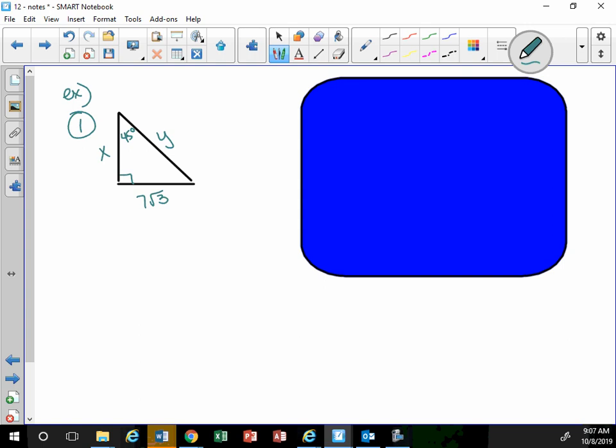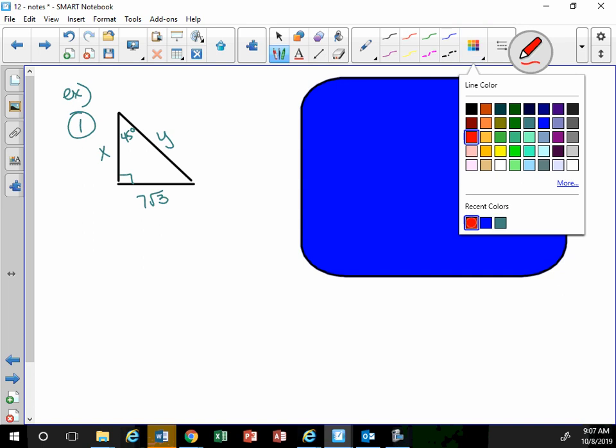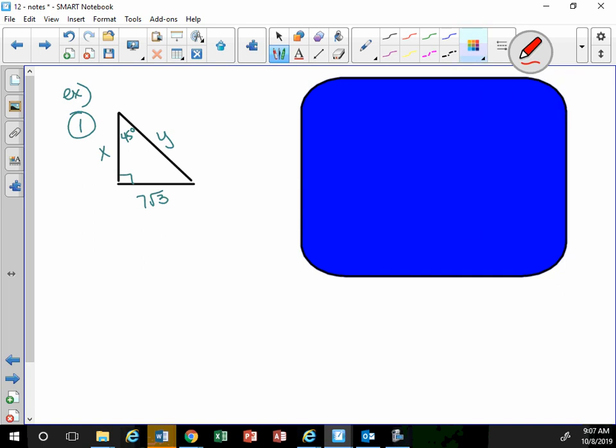Okay, clearly a 45, 45, 90 triangle, right? One of these should be super easy. Which one's the easy one? X, what is X going to be? Then how do I go about finding Y? Root 2 times the leg.